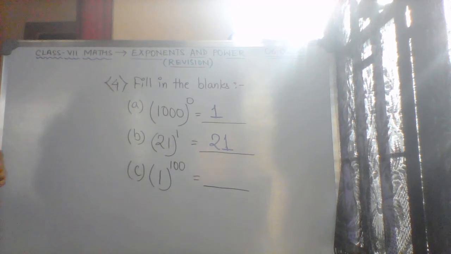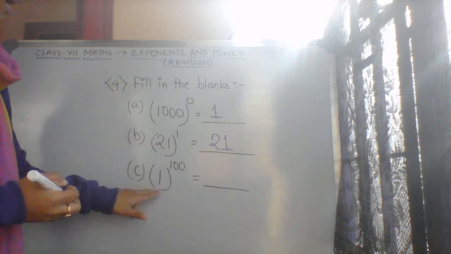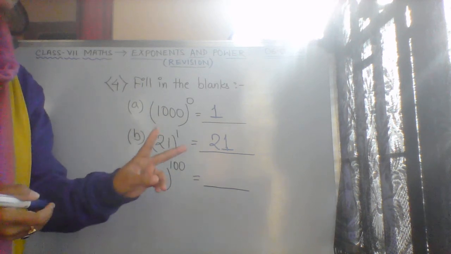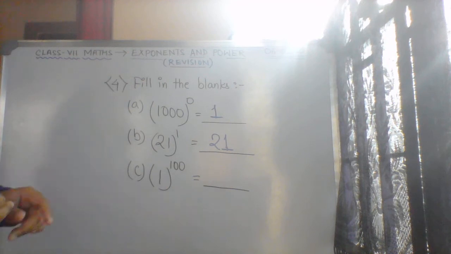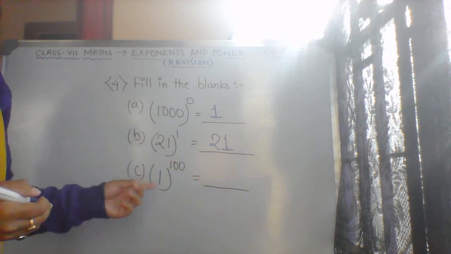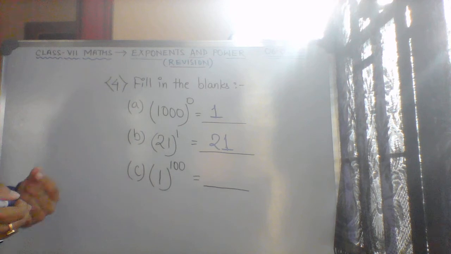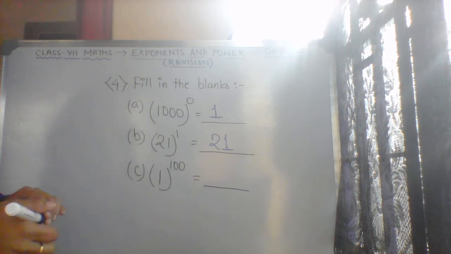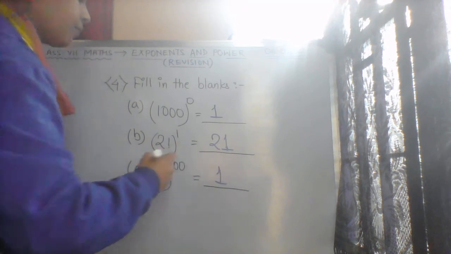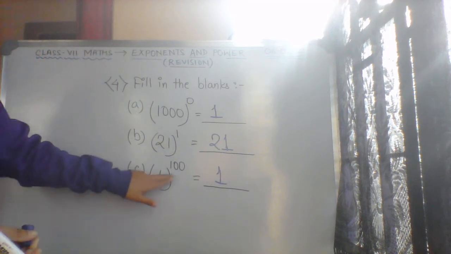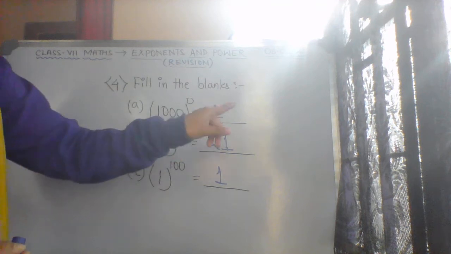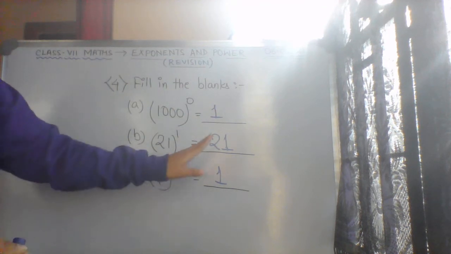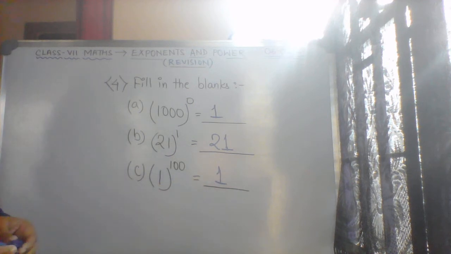Now it is given 1 to the power 100. If you multiply 1 two times, how much will you get? 1 into 1 is 1. If you multiply 3 times, 1 into 1 into 1, again you get 1. If you multiply 100 times also, you will get 1 only. 1 to the power 100 means 1 is getting multiplied 100 times. However many times you multiply 1, it will come 1 only.